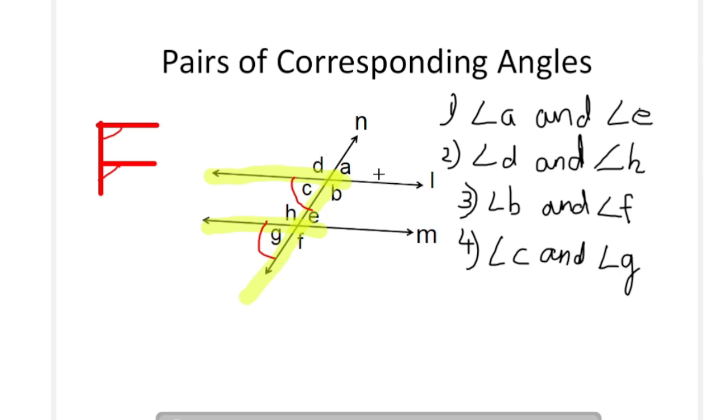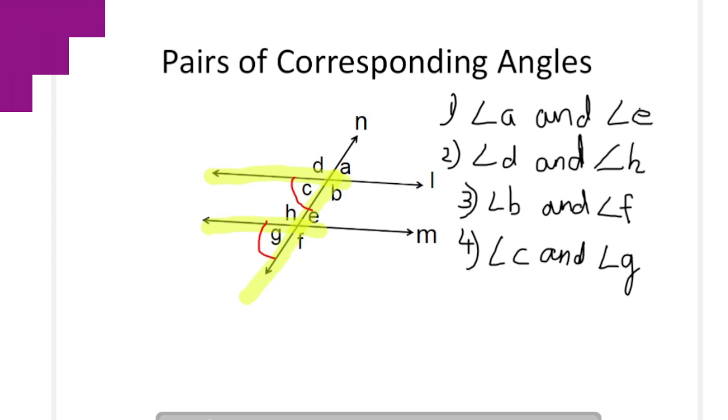If there are two lines and one transversal is intersecting both the lines, then we will get four pairs of corresponding angles. So these are the pairs of corresponding angles. That letter F we have to remember for finding the corresponding angles. Next we will see alternate angles.